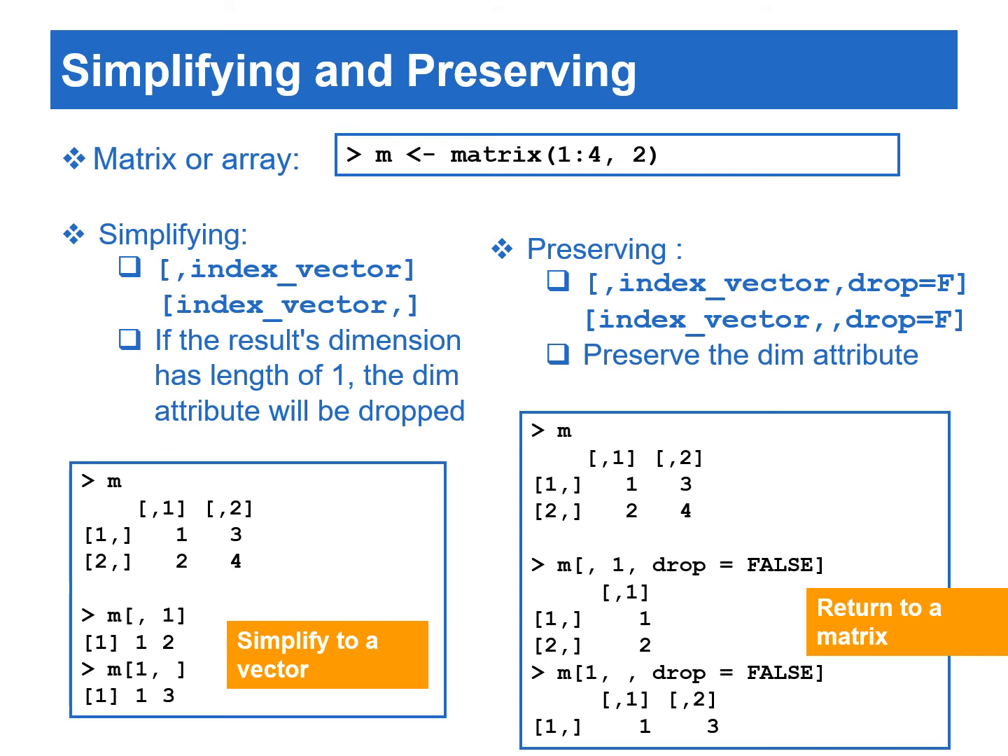Simplifying and preserving subsettings for a matrix only apply to selecting either one column or one row of a matrix. When we select one column or one row from a matrix, simplifying subsetting simplifies the result to a vector. Preserving subsetting returns a matrix with one single column or one single row, by setting the drop option to false.